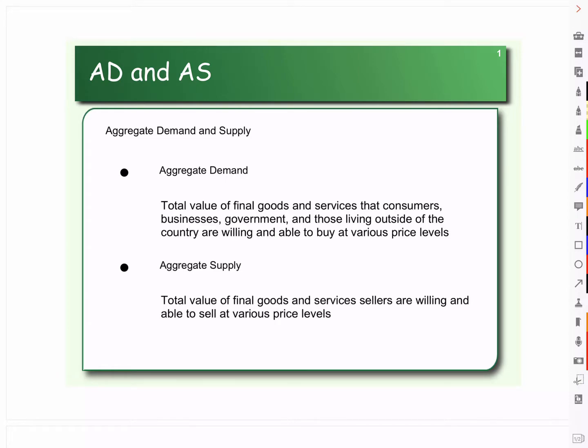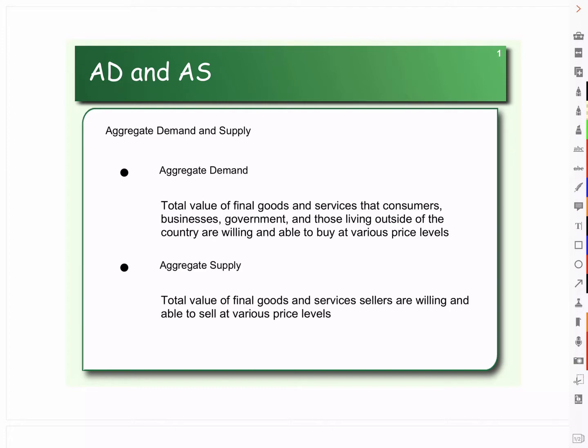In this level, we're going to graph aggregate demand and aggregate supply and compare it to potential GDP. This will help us determine whether our economy is in a recessionary gap or an expansionary, also called inflationary, gap. So we need to figure out the status of our economy.